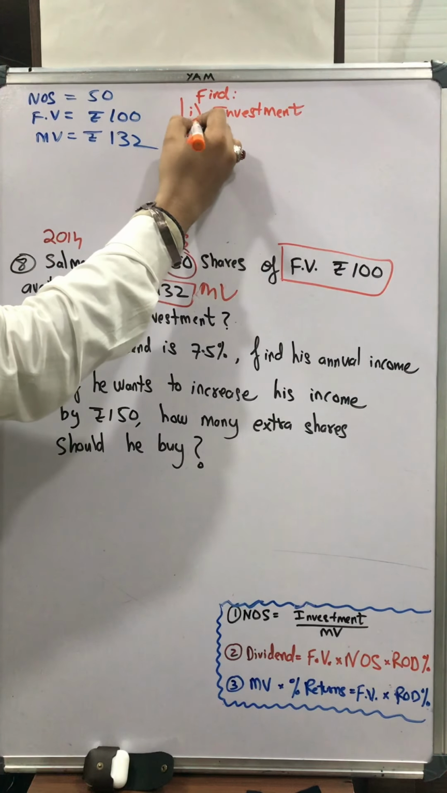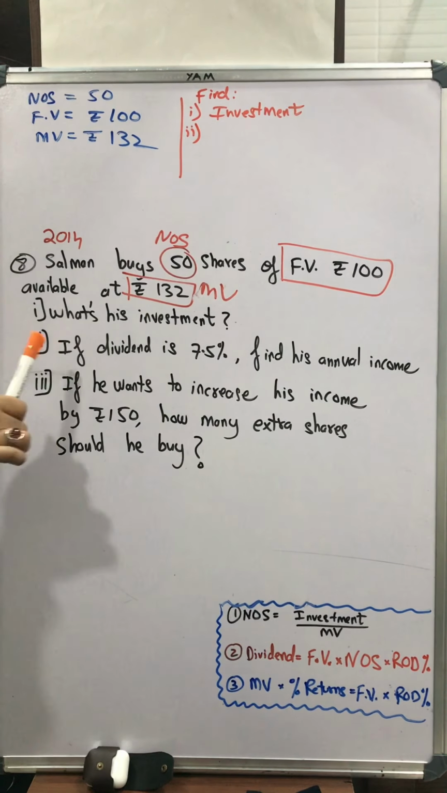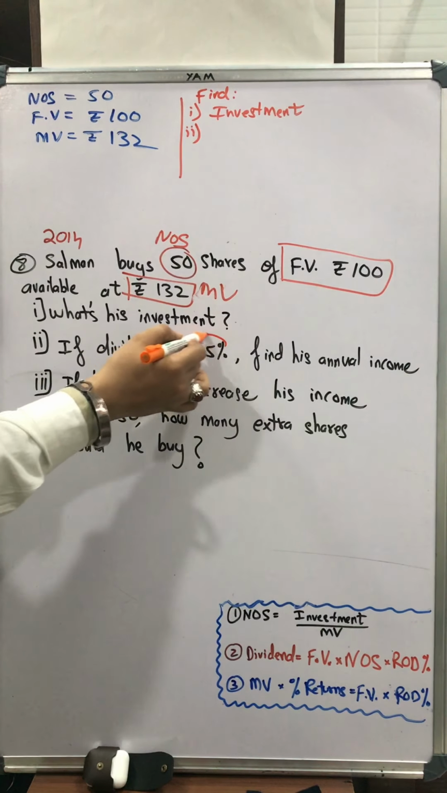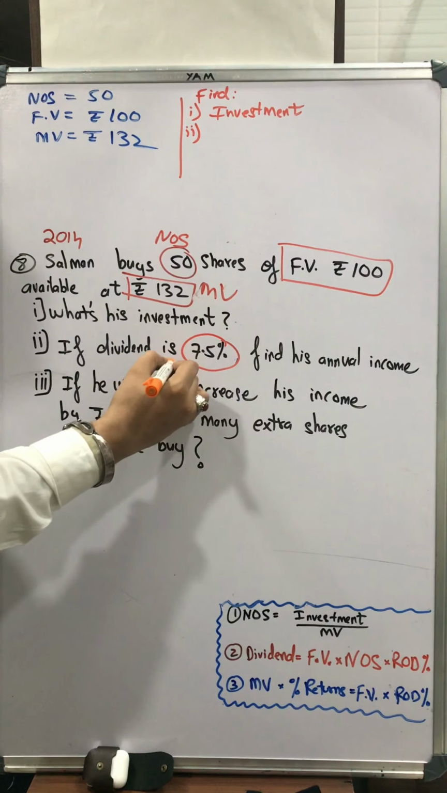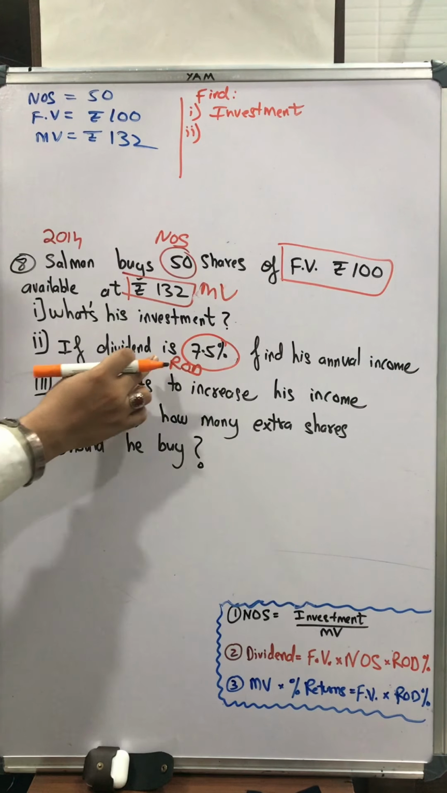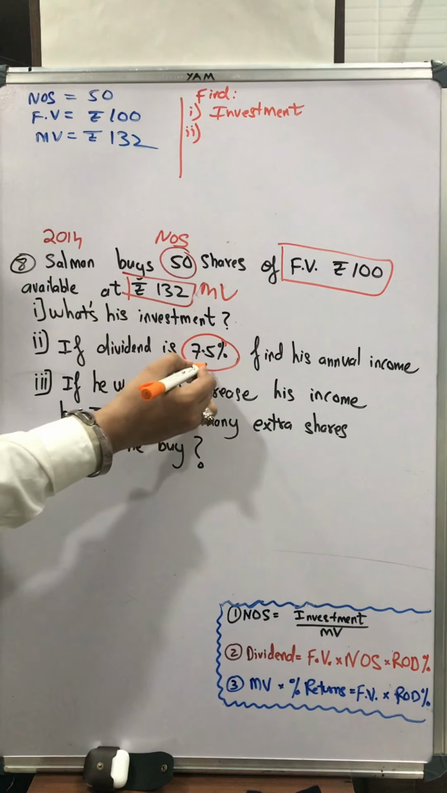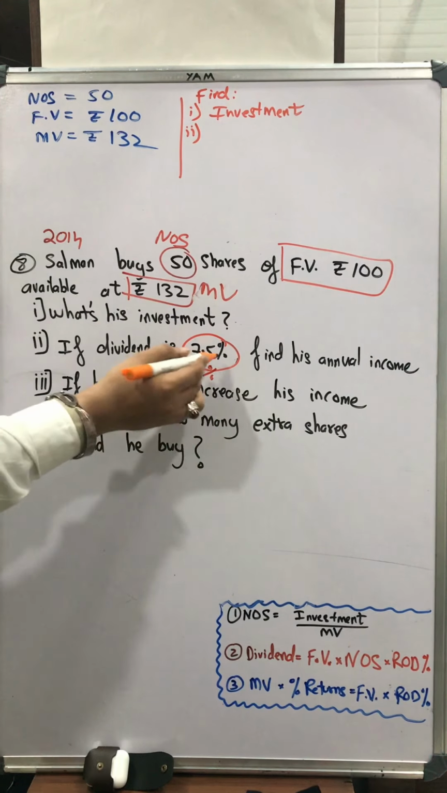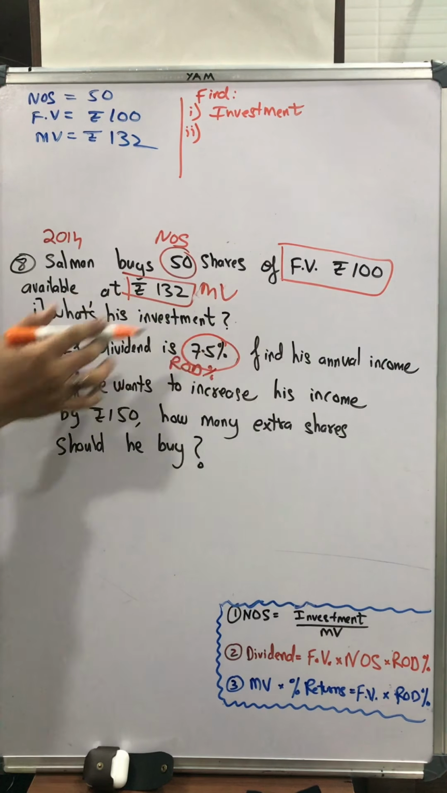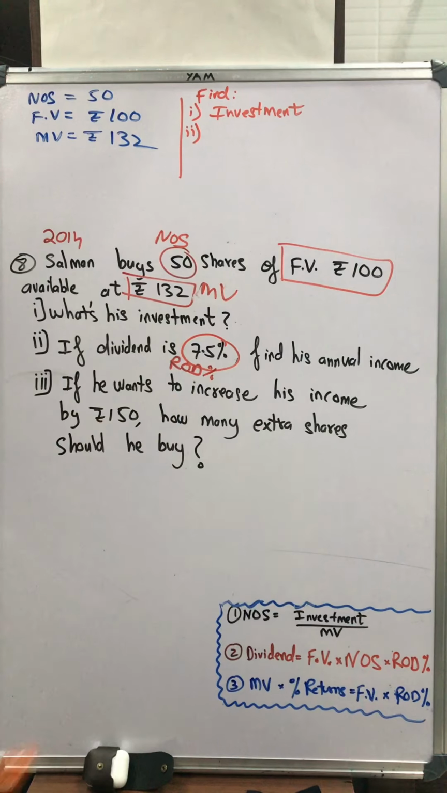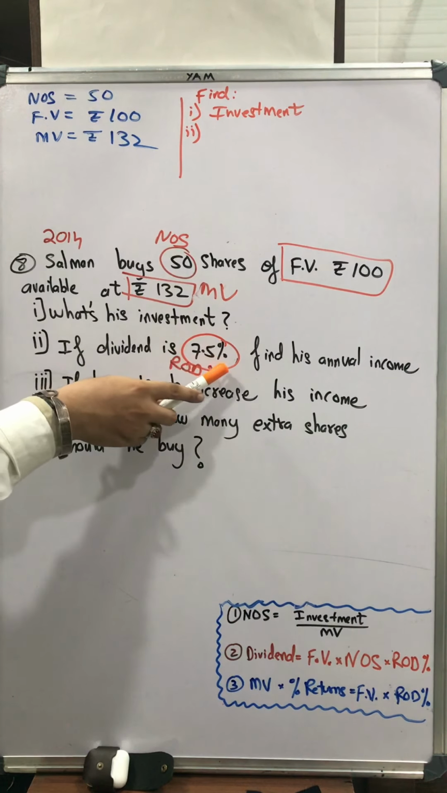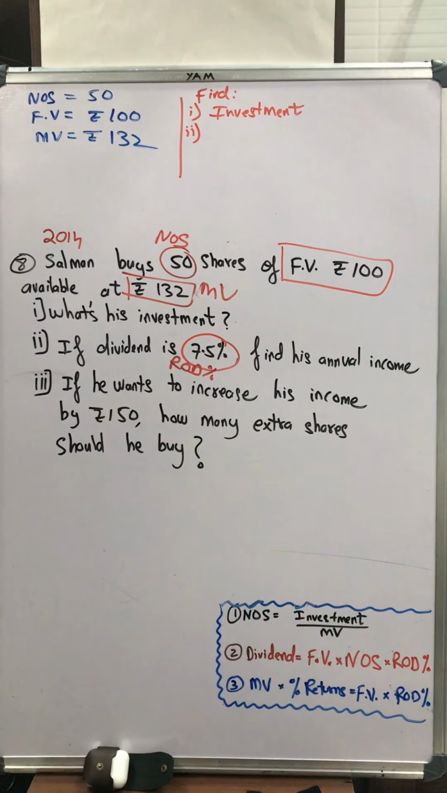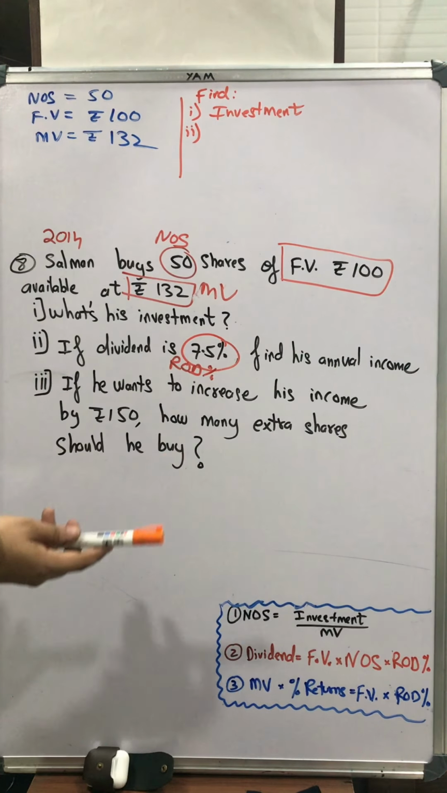Okay. Second thing, what is asked over here? If dividend is 7.5%, so we can use this dividend, its percentage is given. So the rate of dividend, ROD. Okay, percentage is given to me as 7.5%. So for the second sub question only, I can use this 7.5% now. If the rate of dividend is 7.5%, find his annual income. So I need to find his income.